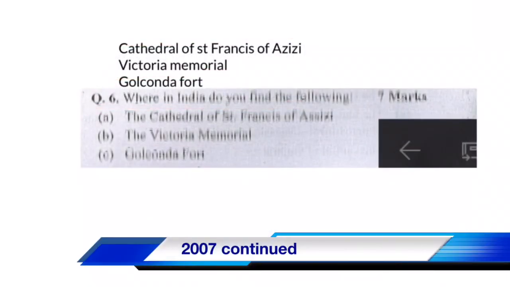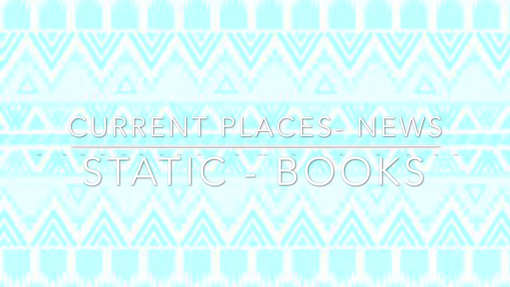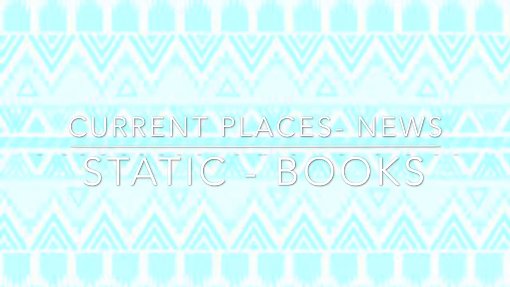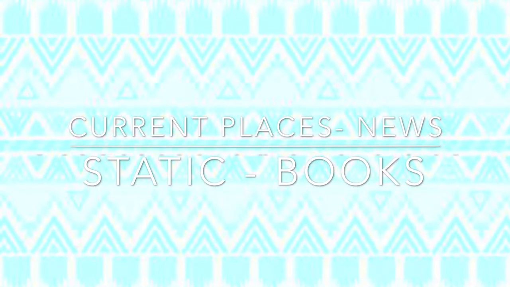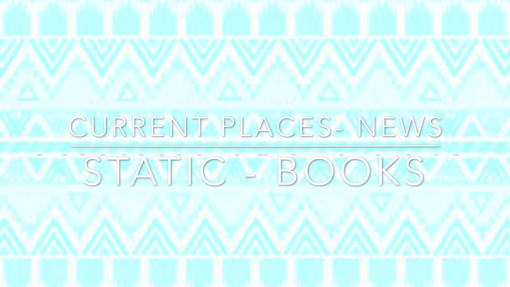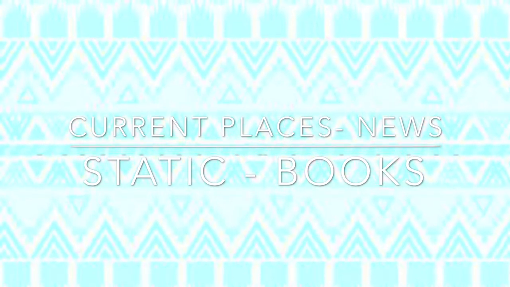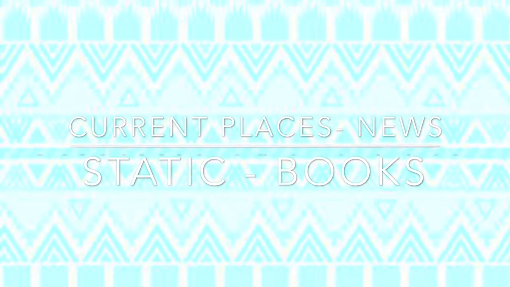So you can see that there is a theme. They keep asking places. These places can be important landmarks, heritage sites, current places, static places. For current places there are only one or two, and if you're reading the newspaper regularly you will be aware of any current place that is in news right now. For the static places you have to do a little bit more work, and that's what we will be discussing now. We have seen that places are important, they're repeatedly asked, there's a theme to it.